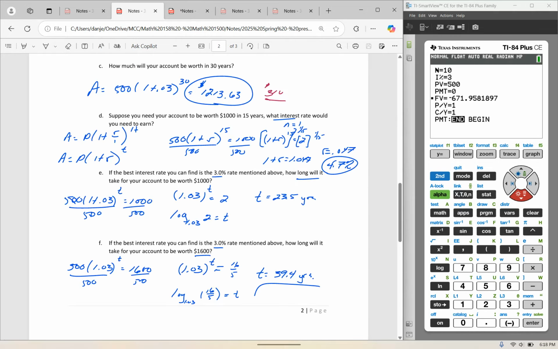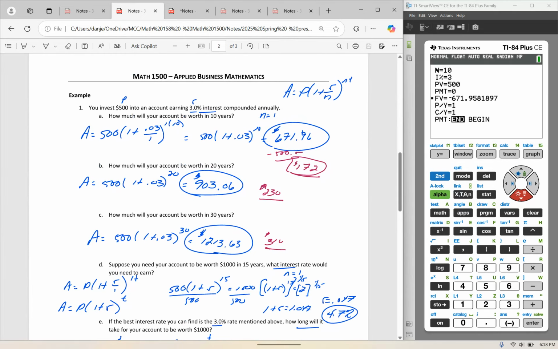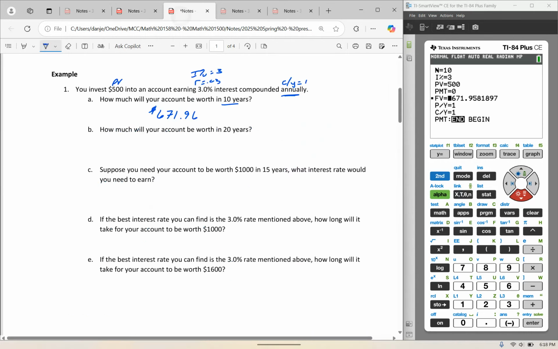Now let's check the notes from the last video. Notice for the same problem, we had $671.96. Okay. In 20 years, my N is now 1 times 20. I'm going to go back to my FV, alpha solve, and after 20 years, my account will now be worth $903.06.